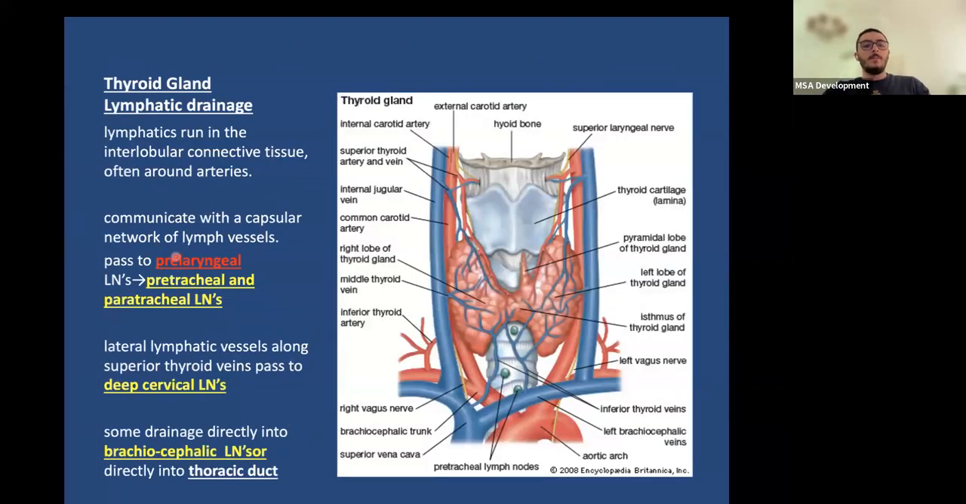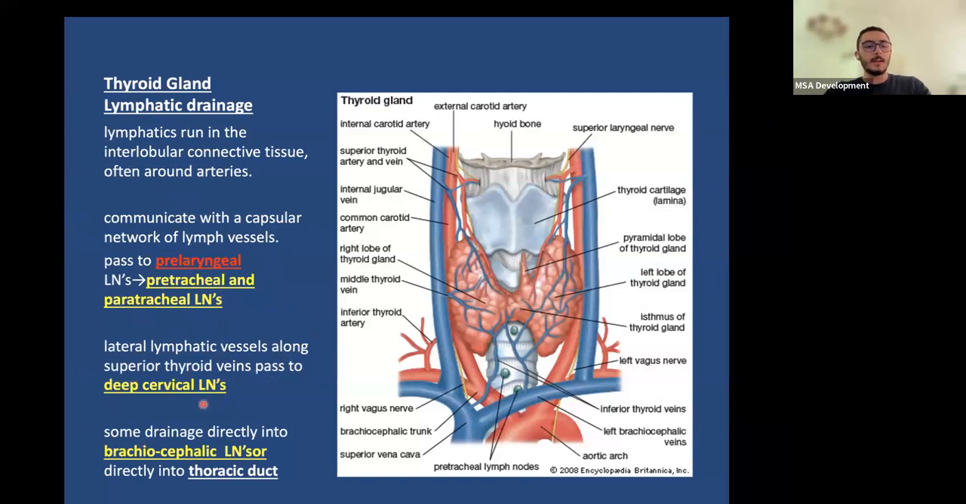Lymphatics: the prelaryngeal lymphatic nodes and the pretracheal and paratracheal lymphatic nodes are responsible for the lymphatic vessels supplying the thyroid gland. The lateral lymphatic vessels along the superior thyroid veins pass to deep cervical lymph nodes. Nothing to be explained here.